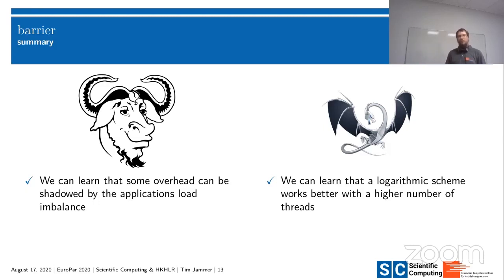But we could also learn from the LLVM implementation that a logarithmic scheme works better with a higher number of threads. Of course, the overhead only grows logarithmically in terms of the number of threads, and with more and more threads, this shadowing of the overhead in GNU is not sufficient anymore. So at some point, the application's induced load imbalance is not enough in order to shadow the higher overhead that is needed in order to perform this linear scheme. So in this case, there is no single implementation superior in all cases.